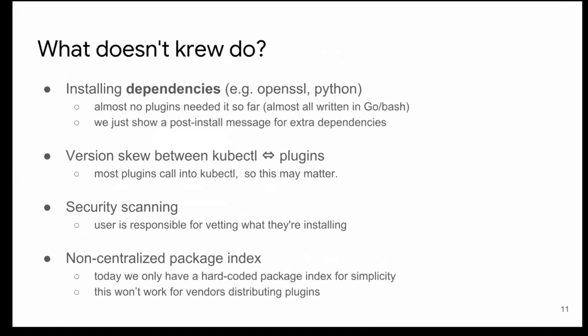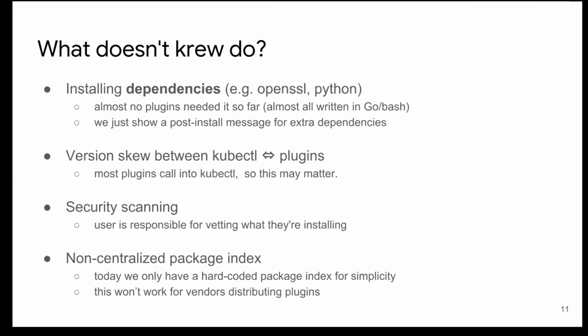But if you have external dependencies, we're just going to show you a post-install message, just like when I installed that plugin earlier, that says, hey, you need this jq tool, or you need OpenSSL to run this thing. So right now we're relying on that. And we don't know what to do about the version skew between kubectl and the plugins themselves.